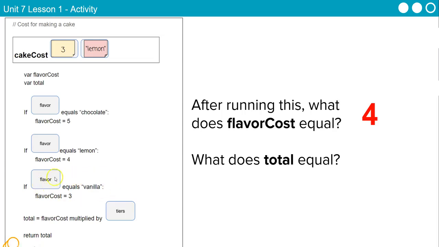This will be false because it's not vanilla, it's lemon. So then I'm going to take my flavor cost 4 and multiply my tiers, which is 3. So 4 times 3 is going to give me 12, right? And then I'm returning this total variable.